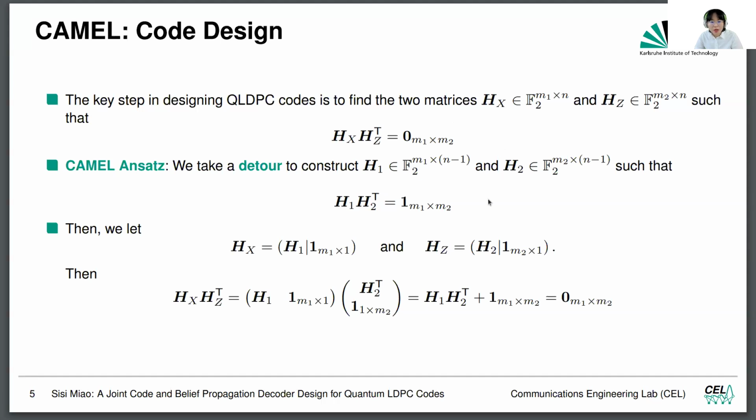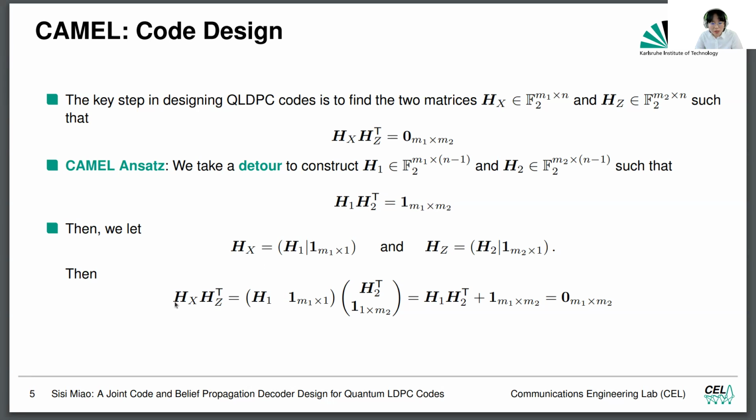Then we have an idea: we don't directly construct these matrices, which doesn't really allow us to optimize the Tanner graph's structure. We want to take a detour and construct H1 and H2, which have just one column less than HX and HZ. Then we let them fulfill that the product of H1 and H2 transpose is the all-ones matrix. So this means it's 1 everywhere. It's not the identity, it's the all-ones matrix. And then we let HX be H1 with an all-ones column appended to the right, just one column, and HZ similarly.